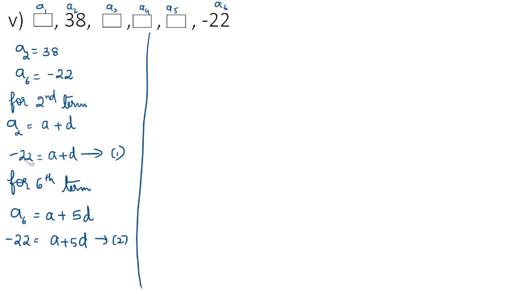The second term is not 22, it is 38, right? 38 here. Okay. Now what can we do? We can subtract equation 1 from equation 2, isn't it? You write: subtract equation 1 from equation 2. Okay, equation 2 we have to write first.